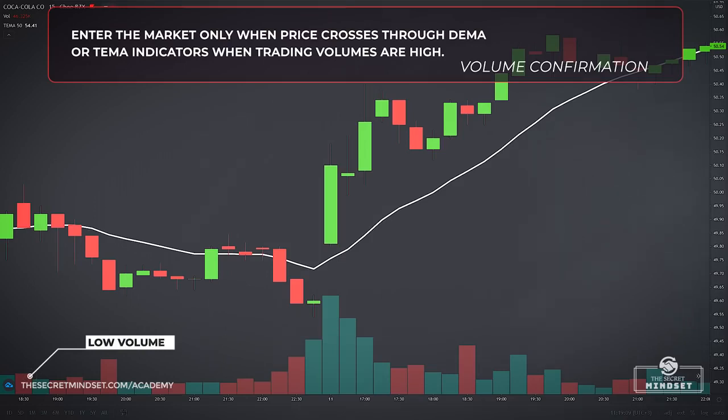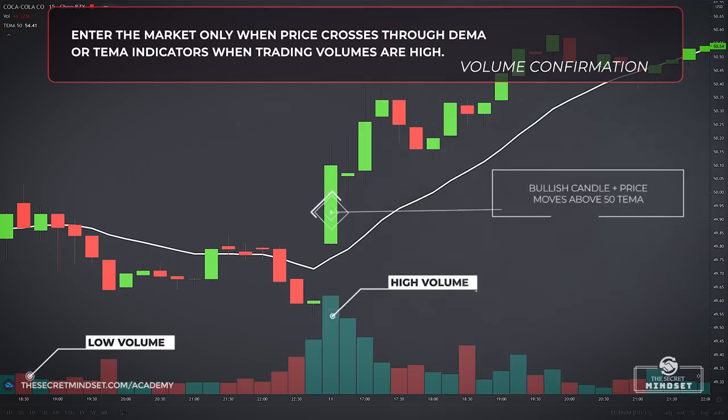The chart starts with a range consisting of light volume. Notice that for the crosses beneath and above the triple exponential moving average, we ignored the signals because of the light volume. As volume begins to increase, the price forms a bigger bullish candle, and at the same time, the price begins to move above the triple exponential moving average, and the price continues higher on high volume.